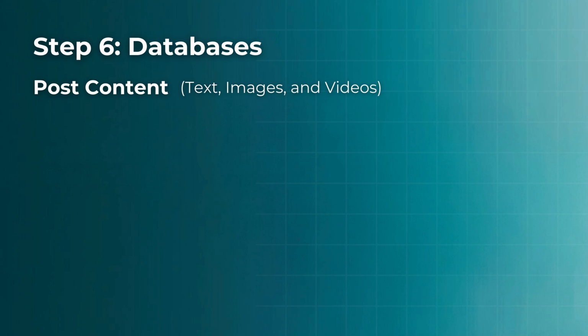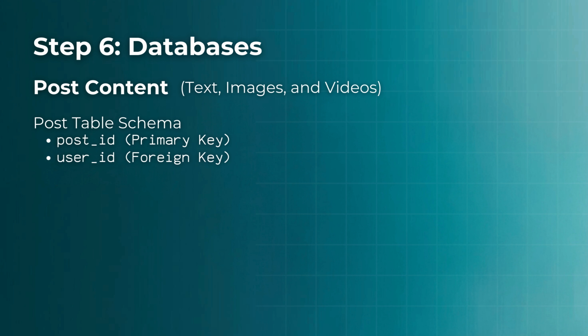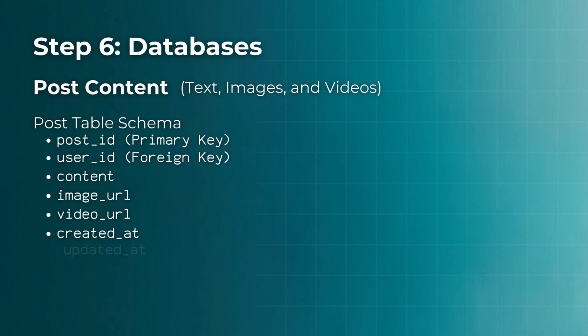Let's take a closer look at the schema for a post table, a unique identifier for each post, a foreign key to connect the post to the user who created it, the main body of the post, which could be text or a mix of text and media. If the post includes an image, this is where we store its location. Similarly, if there's a video, this field points to it. Created at, to record when the post was first shared, updated at, to track edits or updates.